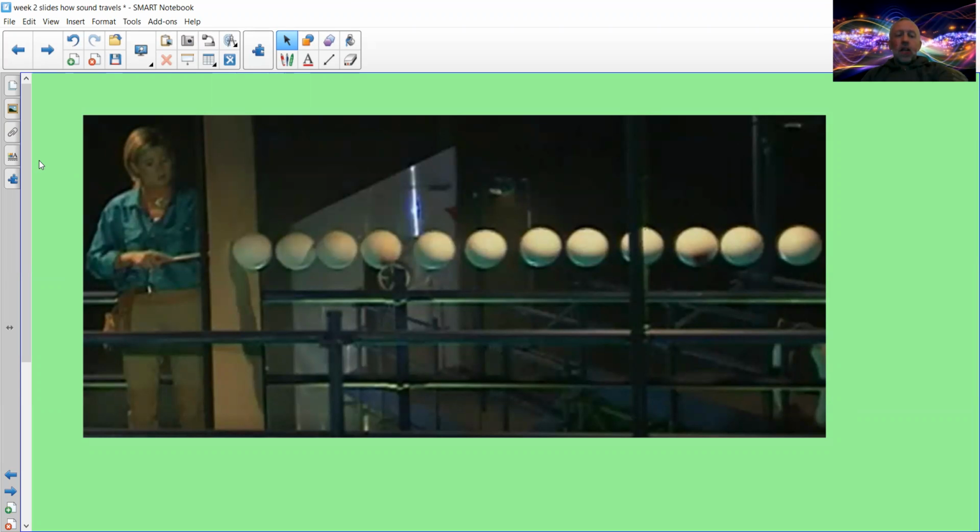Okay. So it's sending a wave of energy across the room towards the ear of the person listening. And that is how sound travels. Now, it wouldn't just be a line of balls like this. It would be millions and millions of them all dotted around that area. But this line of them just shows you what's happening.